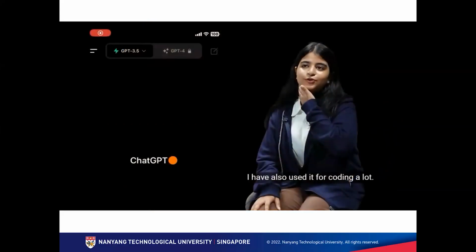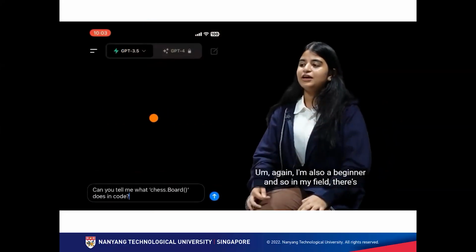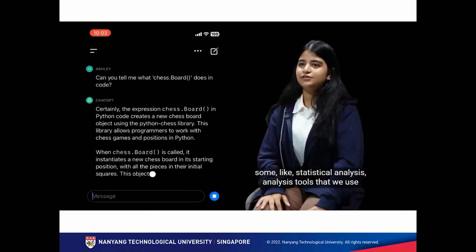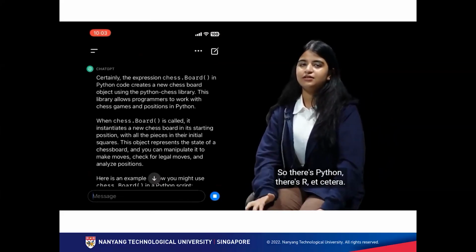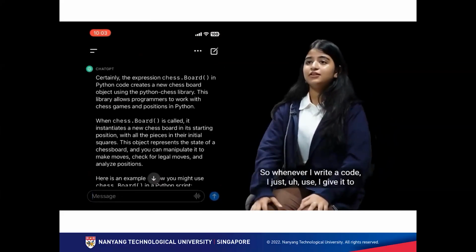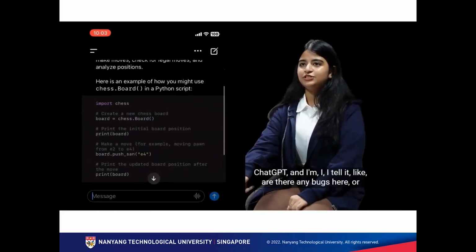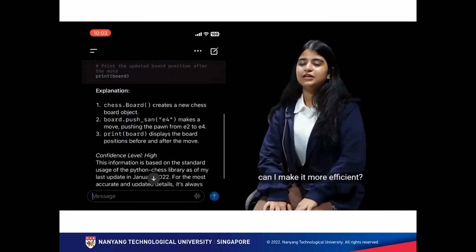I've also used it for coding a lot. Again, I'm also a beginner, and in my field, there are some statistical analysis tools that we use programming languages for. So there's Python, there's R, etc. I'm sort of teaching myself, and I'm not very confident about it. So whenever I write code, I give it to ChatGPT, and I tell it, are there any bugs here, or can I make it more efficient?